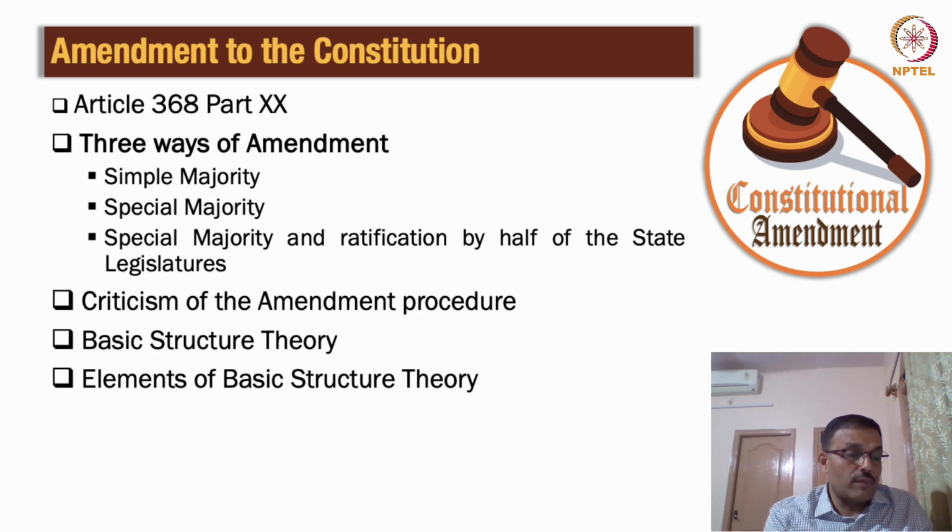So, if you look at it, there are three ways in which the amendment process in the Constitution can be brought about. Let's look at a simple majority of both the houses. Some of the provisions of the Constitution that may be amended through a simple majority are, for example, the establishment of a new state or admission into a new state. Formation and alteration of the boundaries of the state can also be done by a simple majority.